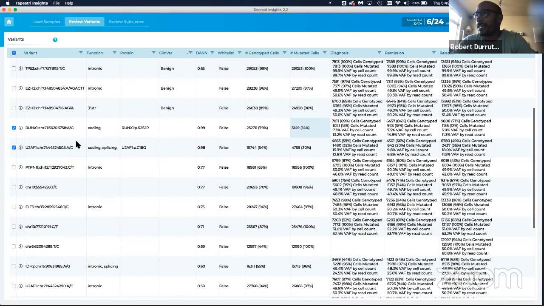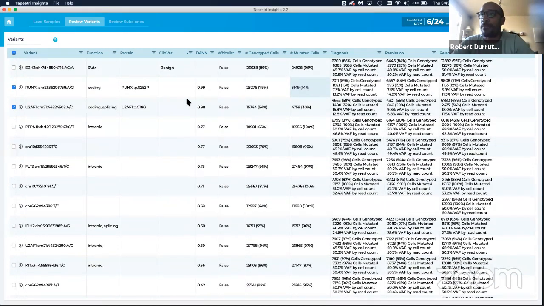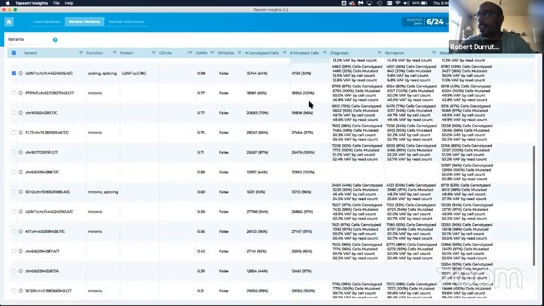And now the rest of the variants, I highly suggest that you just keep an eye on the mutated cells. You shouldn't spend too much time going through those variants. As you become more and more experienced, you'll quickly notice that all of these variants are likely of somatic character. PTPN11, 100%. As you can see, the VAF by cell and read count suggests it's a heterozygous mutation.